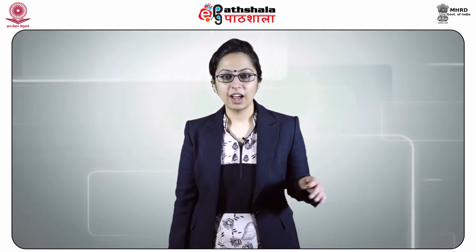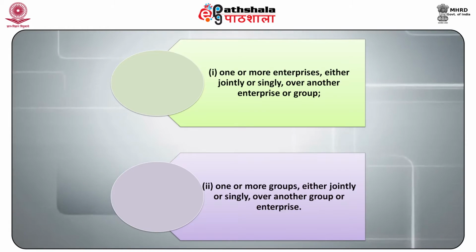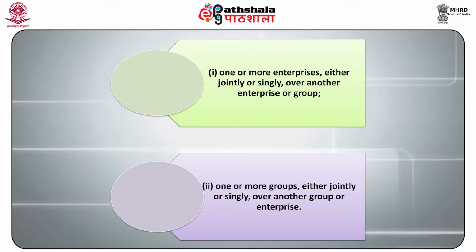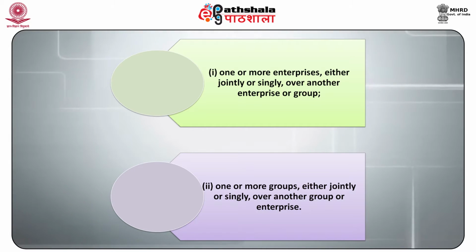For the purpose of this section, the following terms have been defined as under. Meaning of control. Control includes controlling the affairs or management by first, one or more enterprises either jointly or singly over another enterprise or group. Second, one or more groups either jointly or singly over another group or enterprise.